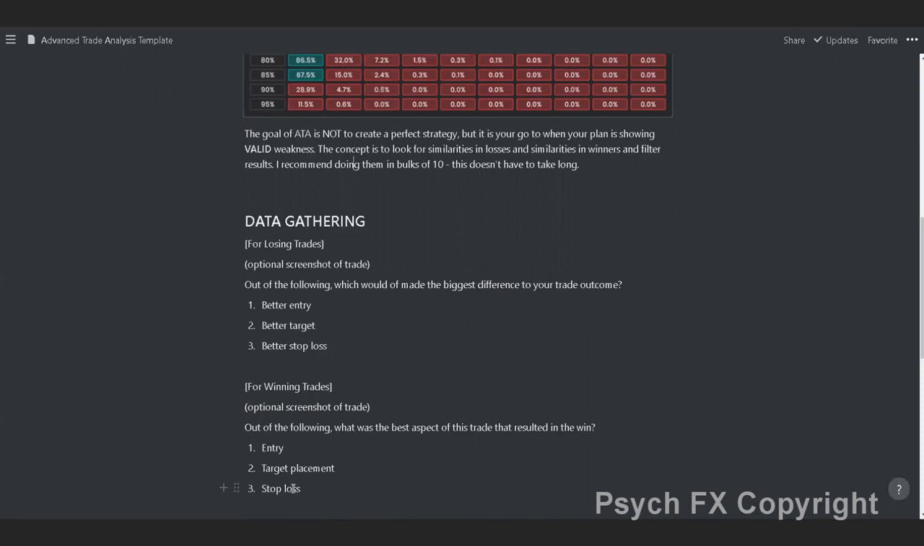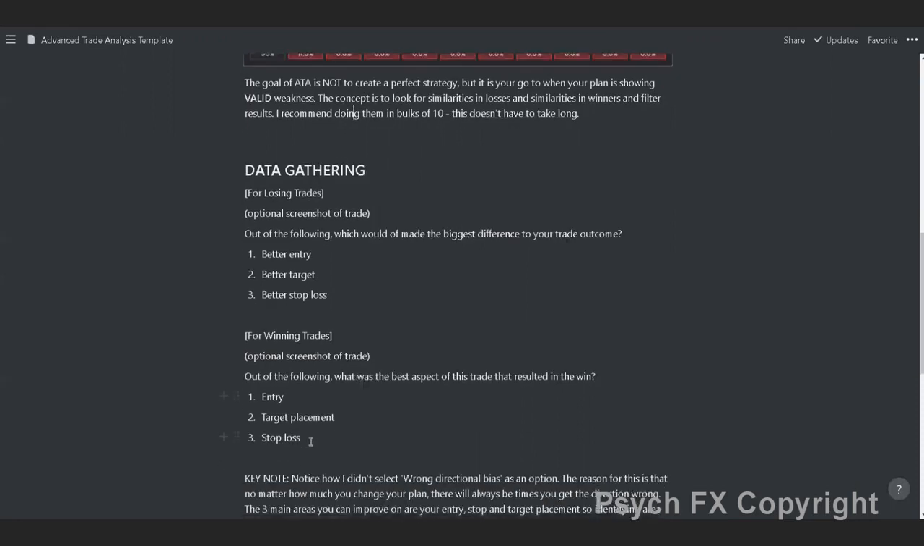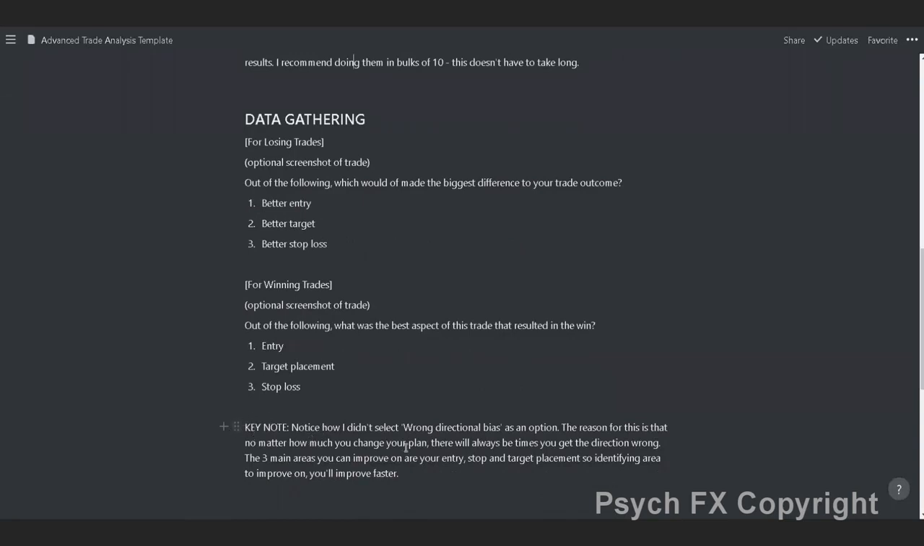Might be the stop loss. Maybe you're getting wicked out and then it goes in your direction. Very, very common. Okay, now a keynote here, which I've put in the template, is notice how I didn't add wrong directional bias as an option for either one of these, meaning I didn't put as one of the reasons that the trade went against me, it went in the other direction.